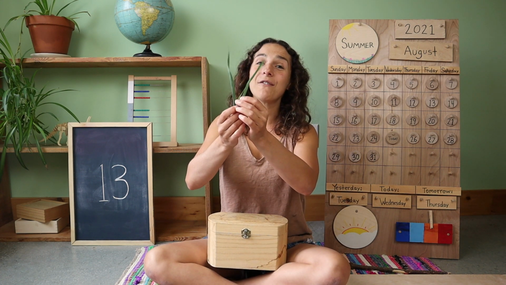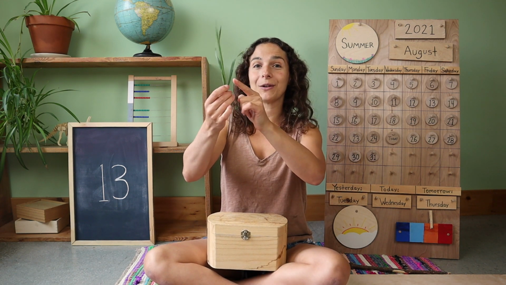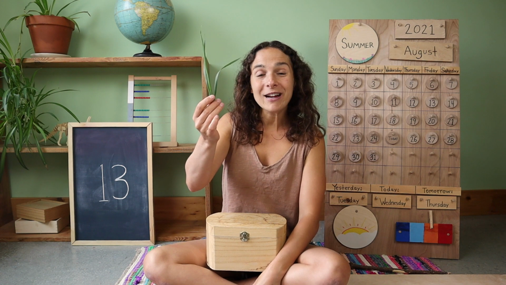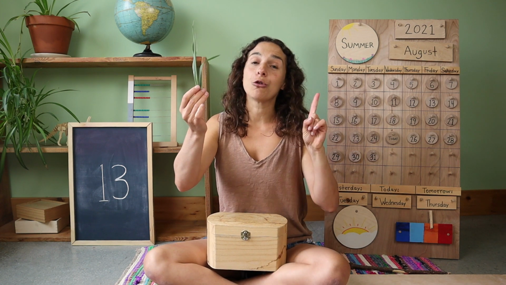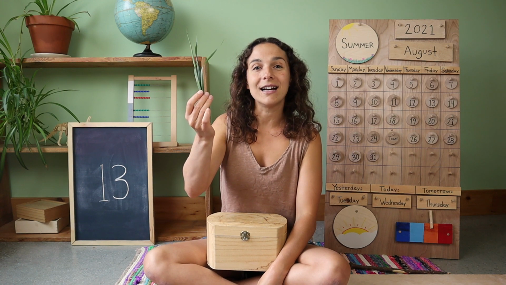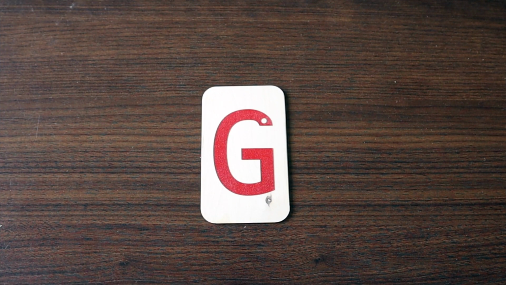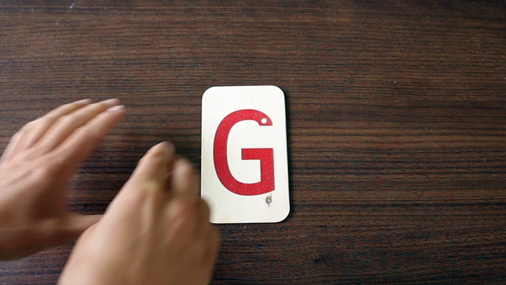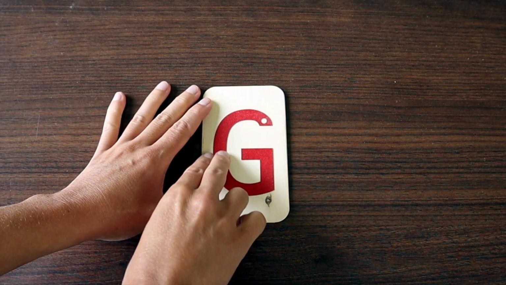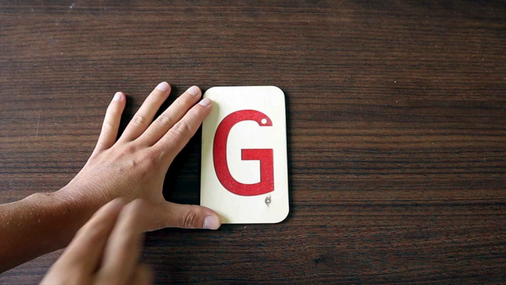Grass. I have some grass. Now, this grass is what color? Green. That's great. Green and grass both start with the letter G. G. This is how you write an uppercase G. G. One more time.